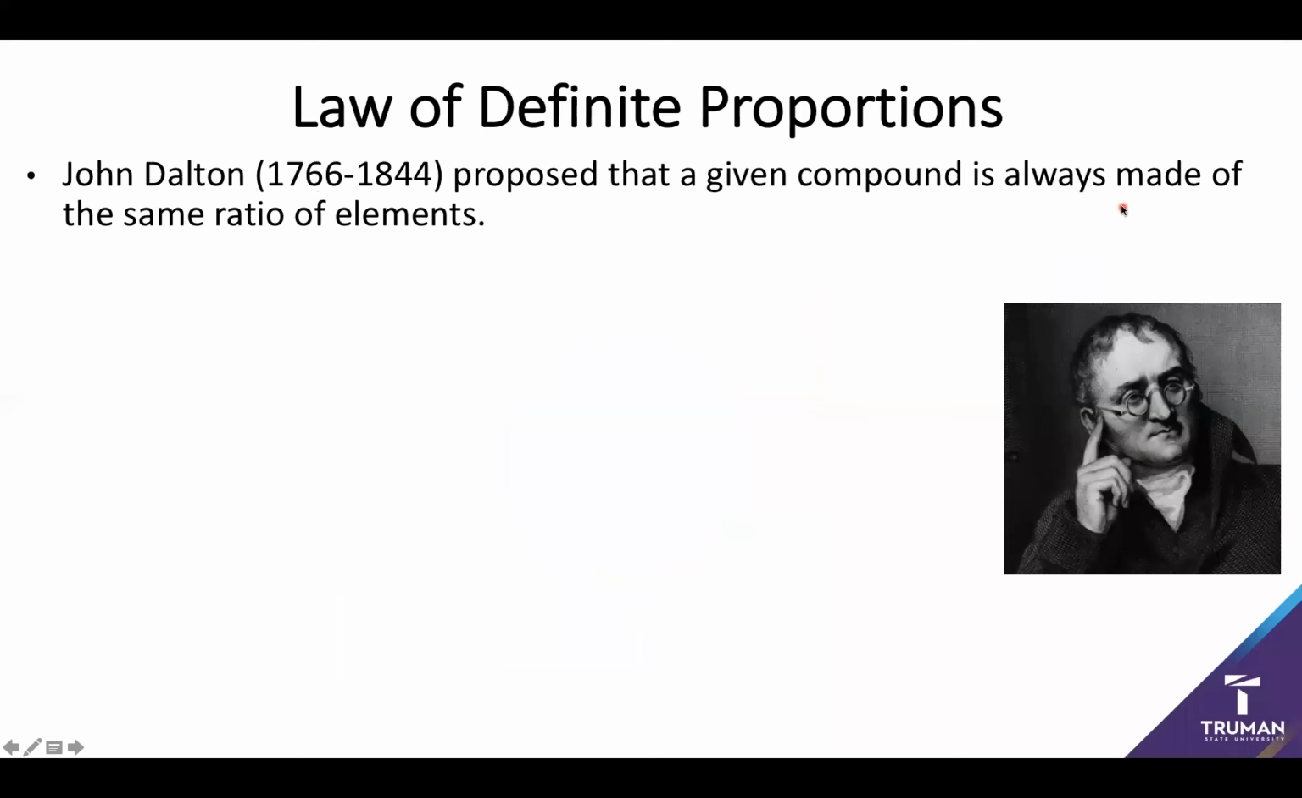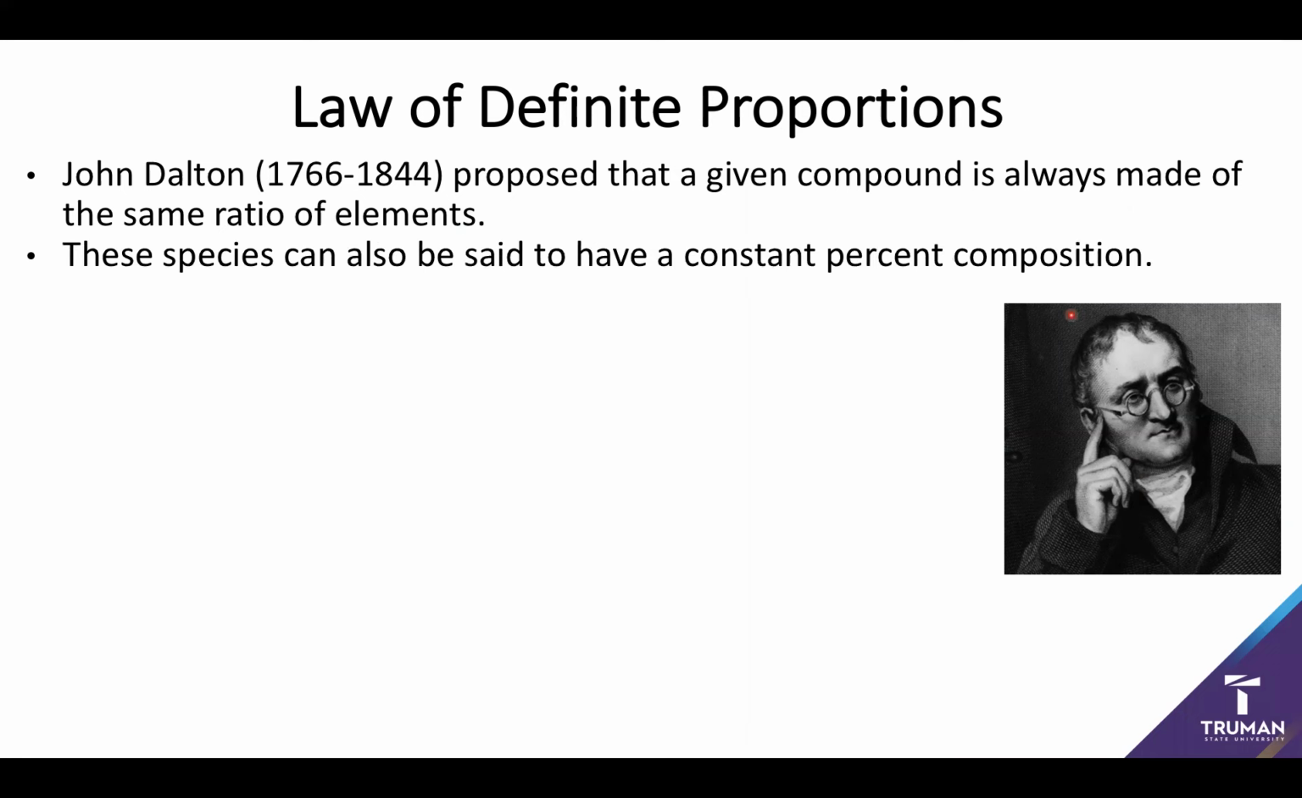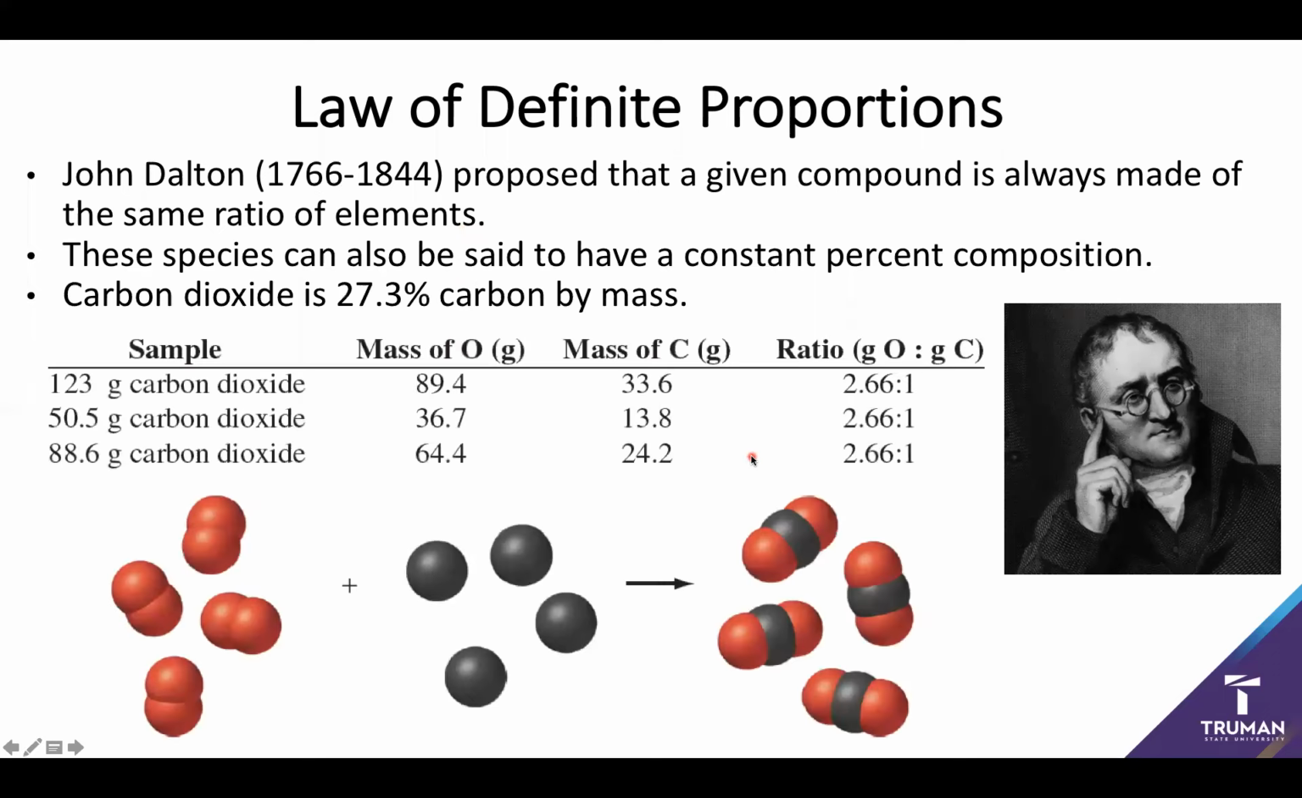So building on this, we had John Dalton. So he ended up proposing that a compound is always made of the same elements. And not just the same elements, the exact same ratio of elements. And this is often rephrased by saying that a certain species or compound has to have a constant percent composition. This is one of the things that makes a compound different from a mixture, that it always occurs in the same ratio. And so this was most famously illustrated for carbon dioxide.